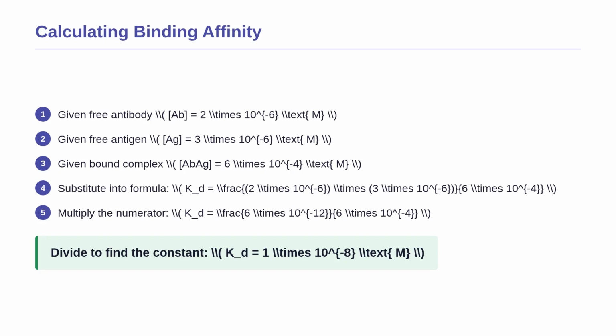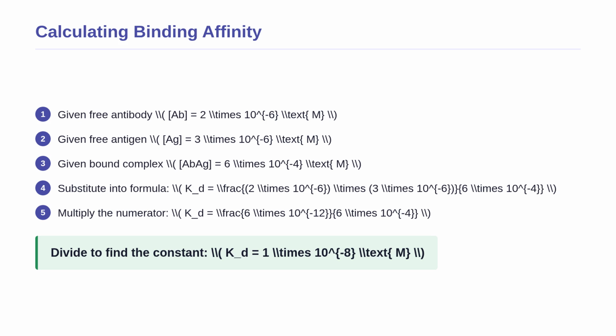Let us see this formula in action with a concrete example. Imagine you are developing a new rapid diagnostic test for a virus. In your lab, you measure the free antibody concentration to be 2 × 10⁻⁶ molar, and the free antigen is 3 × 10⁻⁶ molar. The bound complex is measured at 6 × 10⁻⁴ molar. We substitute these exact values into our equation.